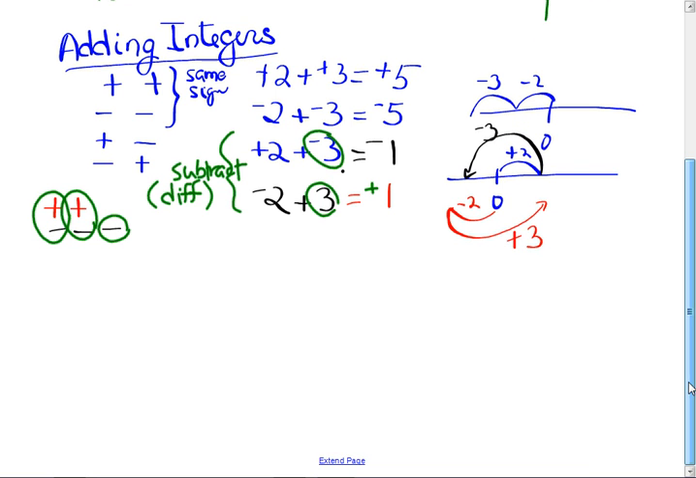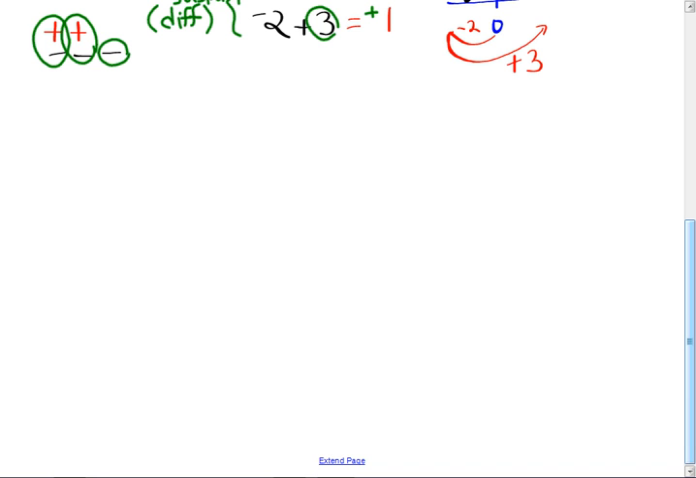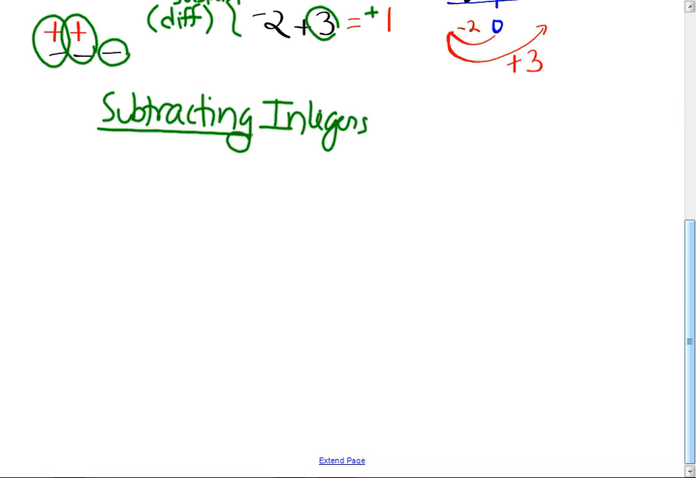So what do I do when I subtract integers? Because I said it's really the same. So if you do this, you will have adding down, subtracting integers. Subtraction is the same as adding the opposite.